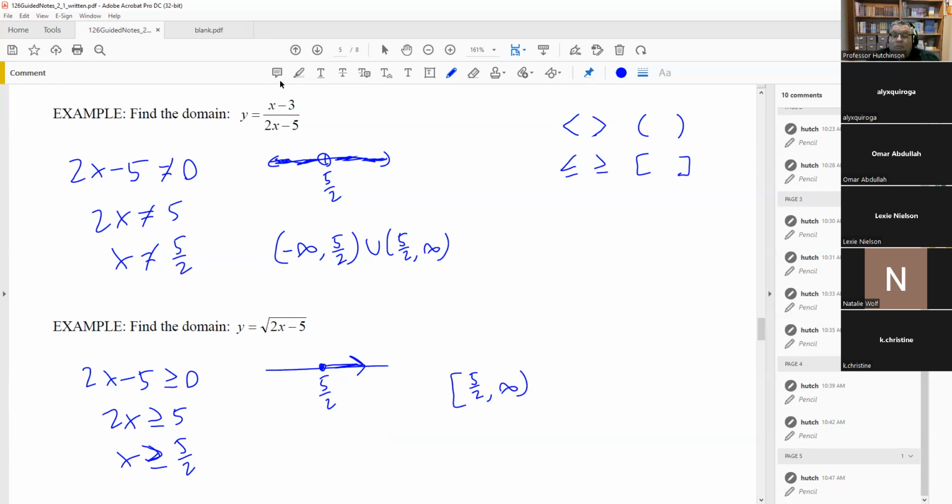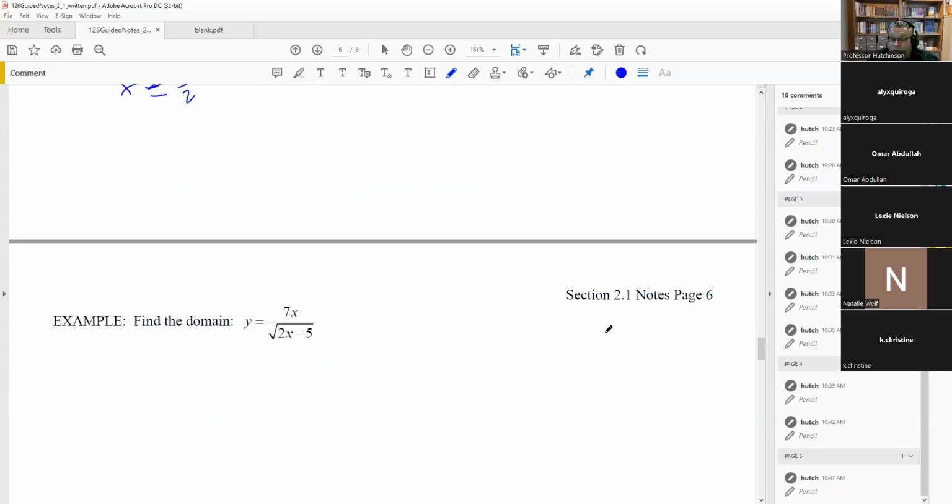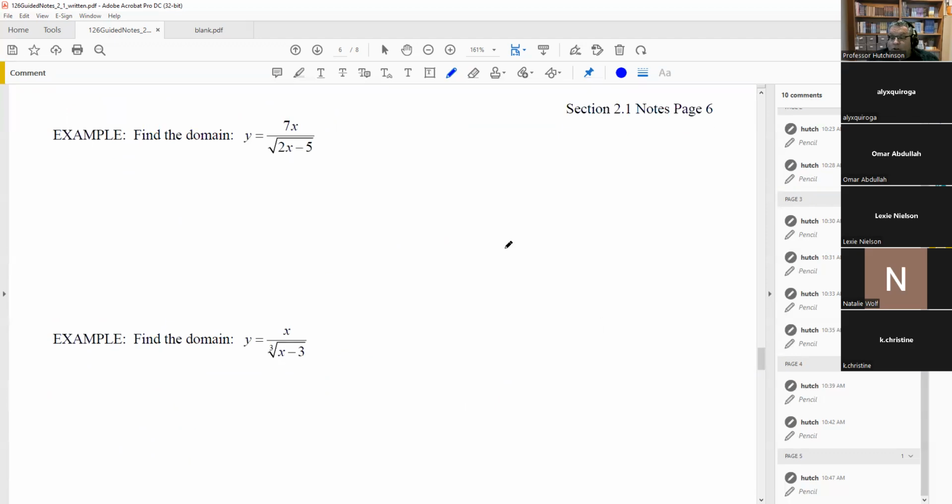Suppose we have a problem that combines both of these things together into one. So that's the next domain problem that I'm going to do. I'm going to do one that has a fraction, and it also has a radical in the bottom. So I'm going to do two different ones that have a radical in the bottom. Now, for this one, for square roots, first of all, I know that whatever's inside here cannot be negative. But also at the same time, this cannot be equal to 0 on the bottom.